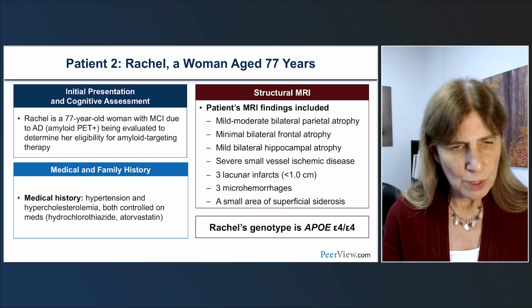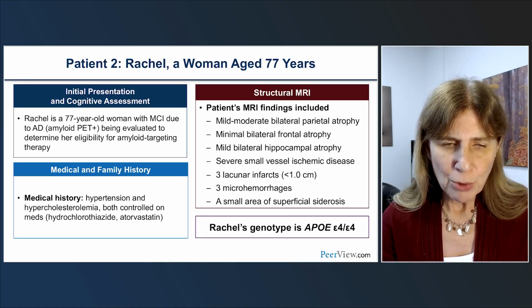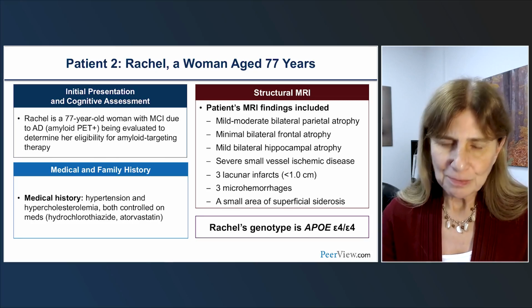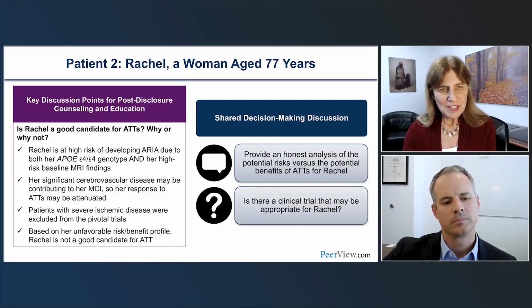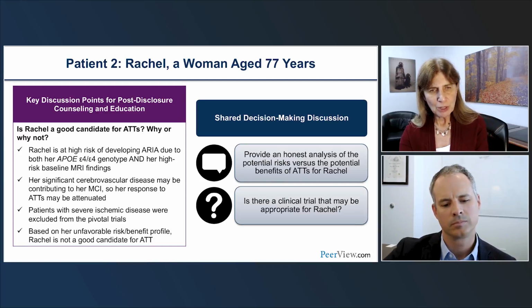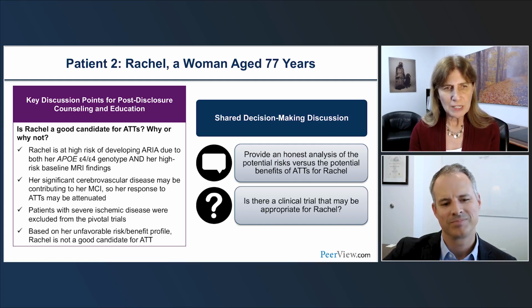APOE testing was ordered to complete the workup, and she's found to be an APOE4 homozygote. So lots of questions here. Is this somebody that you would have gone forward, Eric, and obtained the APOE genotype for the purpose of initiating anti-amyloid therapy, or how comfortable are you, given the baseline MRI, in treating someone like this?